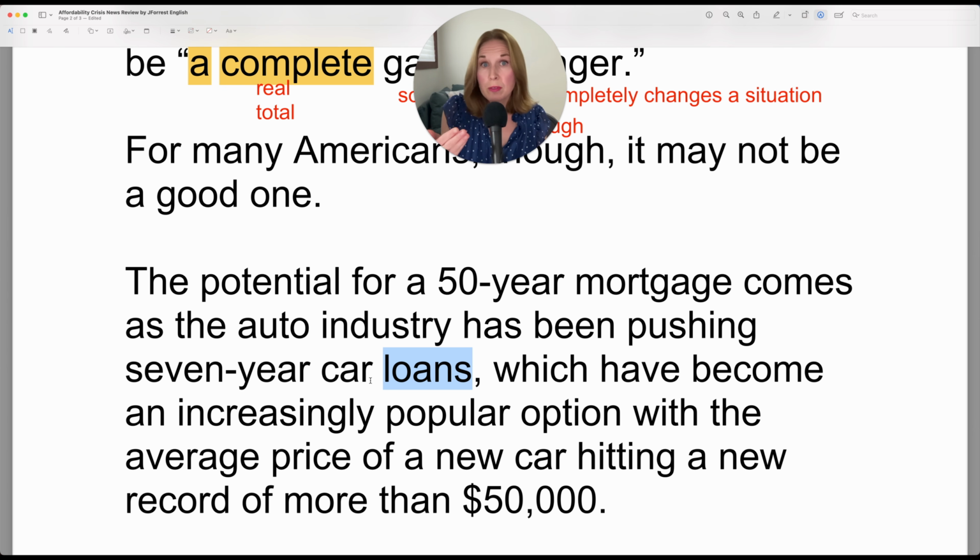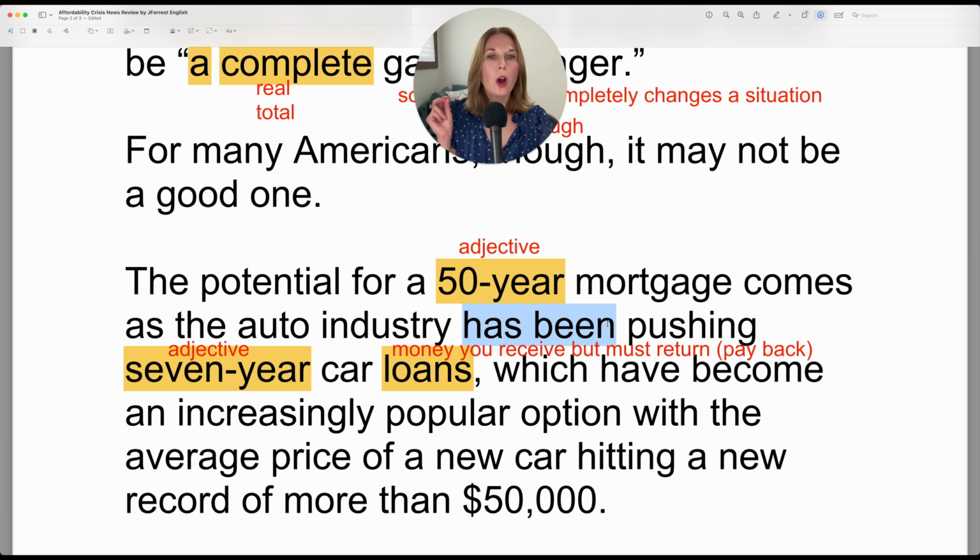So a friend may give you $50, but they say it's a loan, which means they want the $50 back in the future. Now, of course, with these types of loans, you're not just paying $50 because you're also paying interest as well. Most likely, not all the time, but most likely. So car loan, that describes what type of loan. Now let's go back, because if the auto industry has been pushing, so this is in the present continuous because it started in the past and it continues until now. If they've been pushing 7-year loans, it means that they've been trying to promote these loans. So if you go to buy a car, they want you to get a 7-year car loan. So that means pushing.